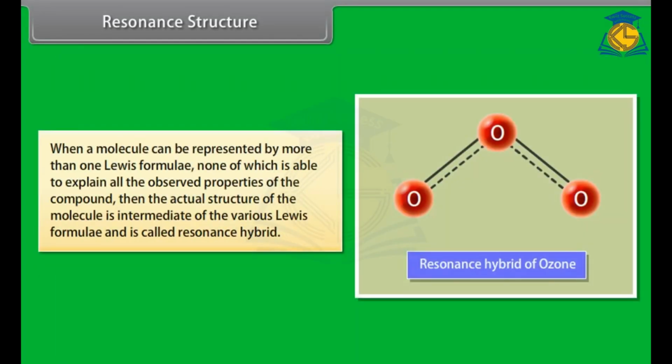When a molecule can be represented by more than one Lewis formulae, none of which is able to explain all the observed properties of the compound, then the actual structure of the molecule is intermediate of the various Lewis formulae and is called resonance hybrid.